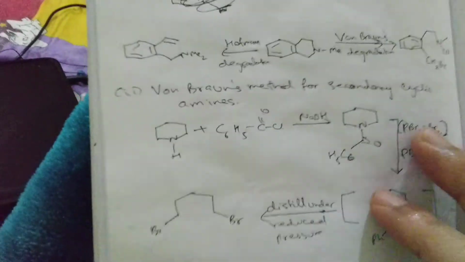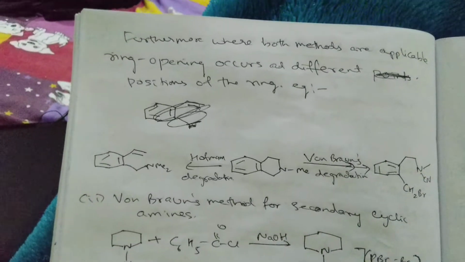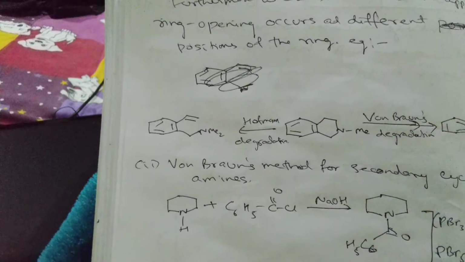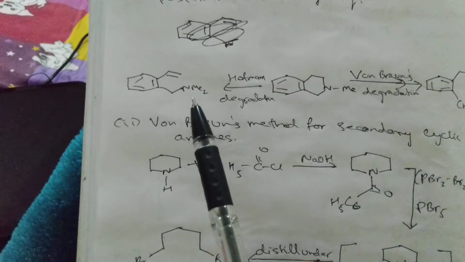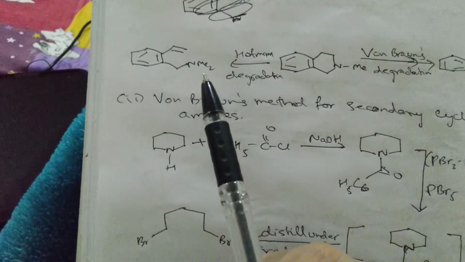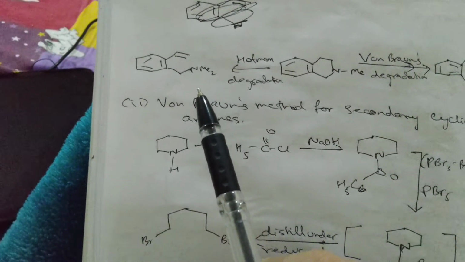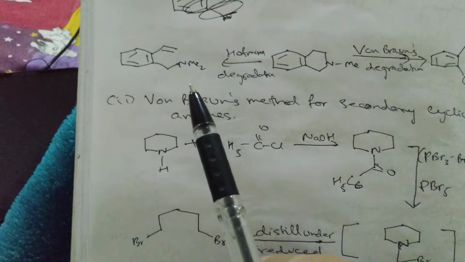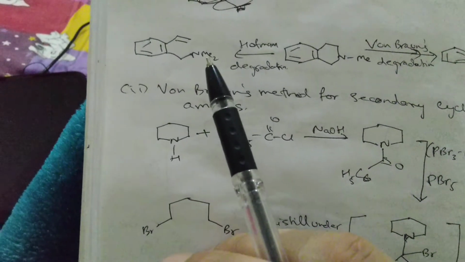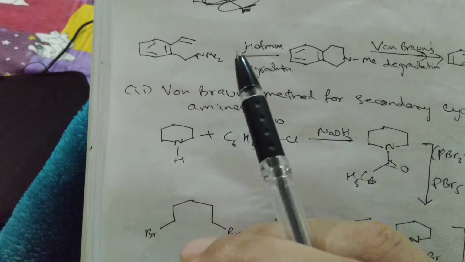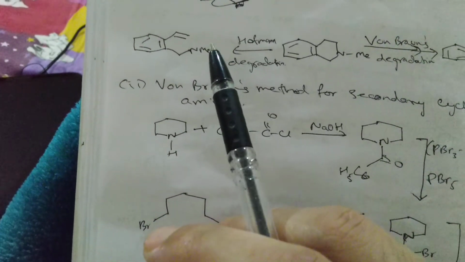So it says where Hofmann was not possible, there you do it. And even if Hofmann is possible, when you do Hofmann it breaks one way, and this one will break a different way. Hofmann is applicable even for acyclic open-chain amines, but von Braun's degradation is not applicable for open-chain amines. Only for cyclic amines it is possible.